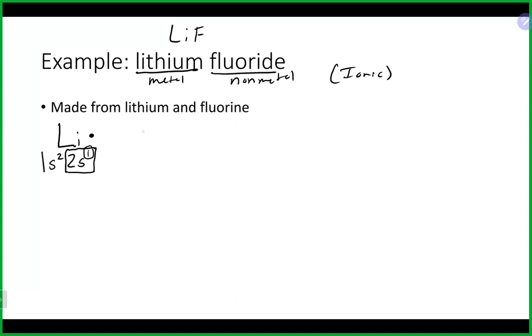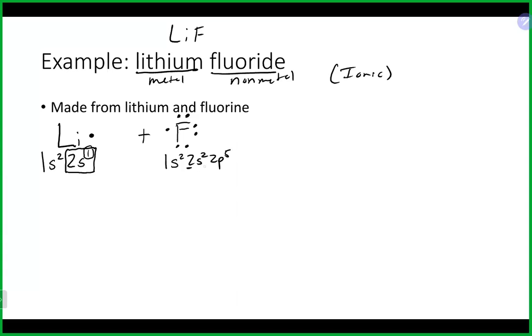Fluorine is group number 7 there on the periodic table. That means how many valence electrons does it have? It has 7. So we're going to give fluorine 7 dots. And we'll do the electron configuration for it as well. 1s2, 2s2, a little 2p5 action.